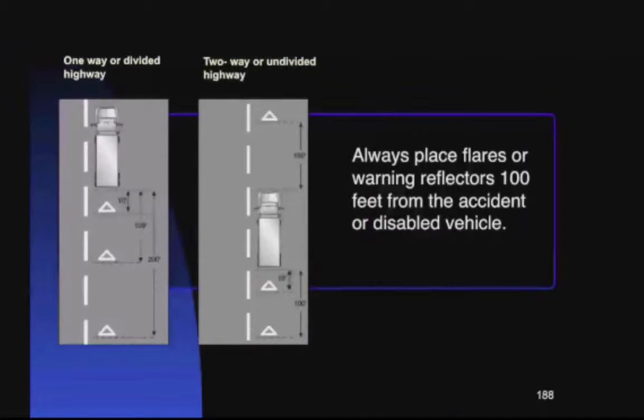Two-way or divided highway. Place the first triangle 100 feet in front of the vehicle. Place the next one 10 feet behind the vehicle. Place the third one 100 feet behind the vehicle.